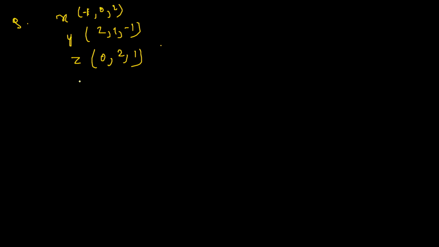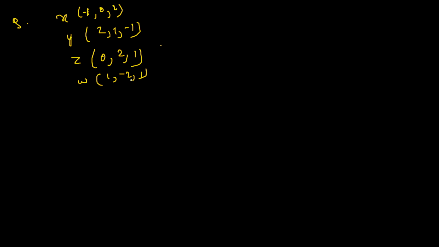Next we'll see for four different vectors. Let's say you have x, which is minus 1, comma, 0, comma, 2, y, which is 2, comma, 1, comma, minus 1, z, which is 0, comma, 2, comma, 1. And let's take w, which is 1, comma, minus 2, comma, 1.